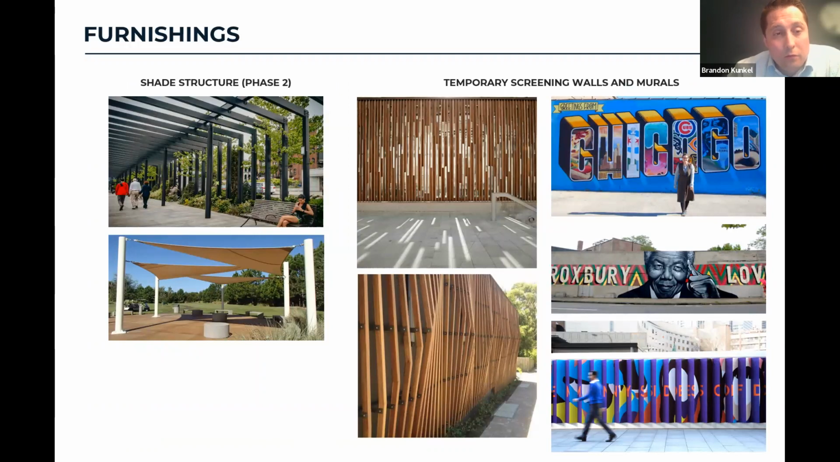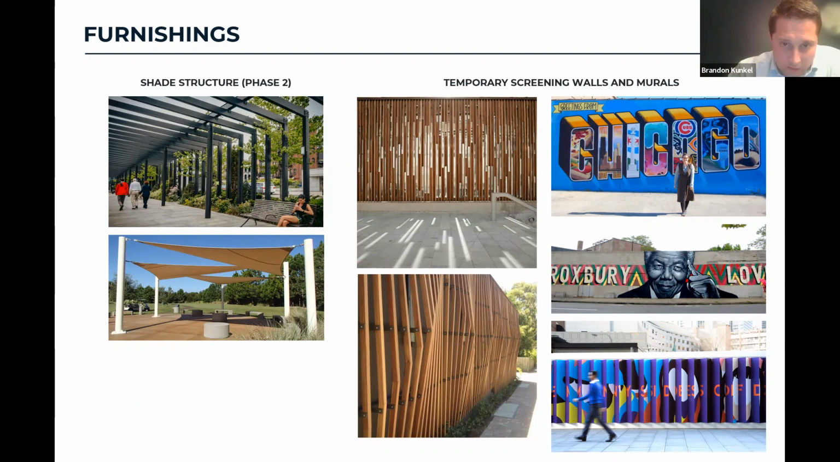In phase 2, we're showing a shade structure. It could be something that's more open air, as you see in the upper left corner. It could also have fabric canopies. These are just options, more for discussion this evening. But the idea is that there's this vertical element that really brings attention to the entrance to the park from Sullivan Square, but also provides an opportunity for shade, sitting underneath it.